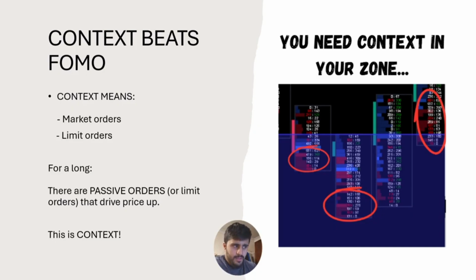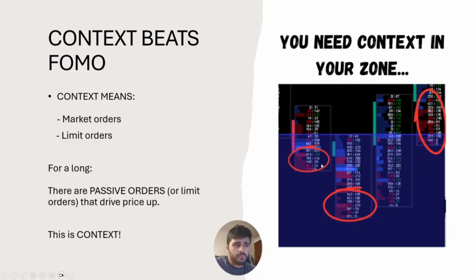I want you to understand that passive orders move the markets, right? So if you come into a zone and you know that there are passive buyers, you want to be buying. And if you see passive sellers, you want to be selling. Now, from a footprint chart perspective, you need context in your zone.